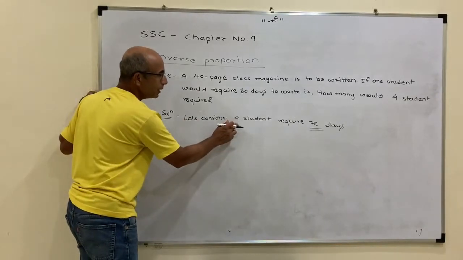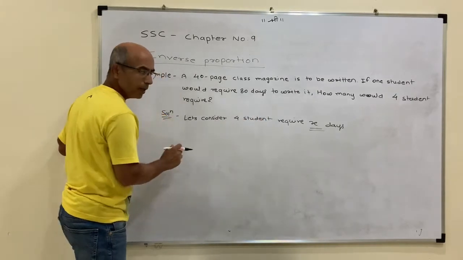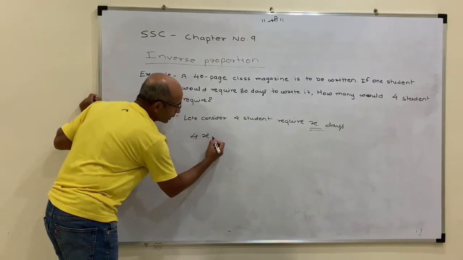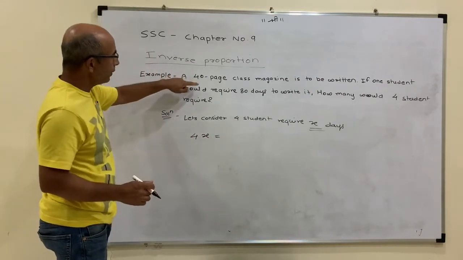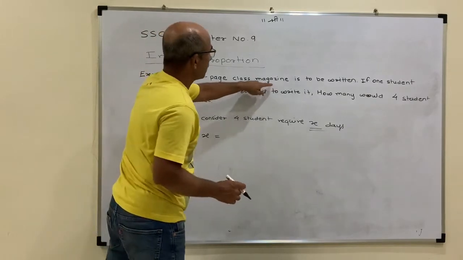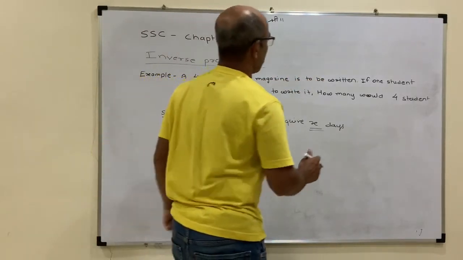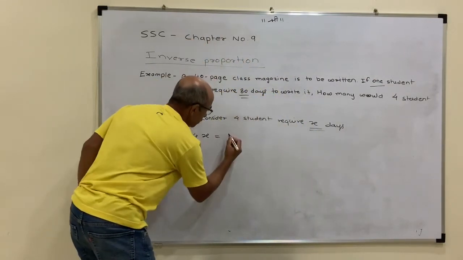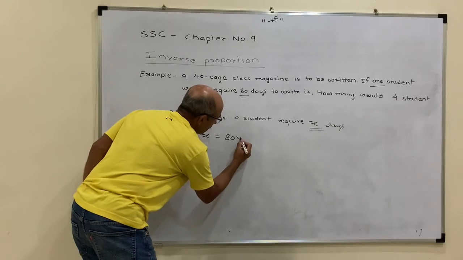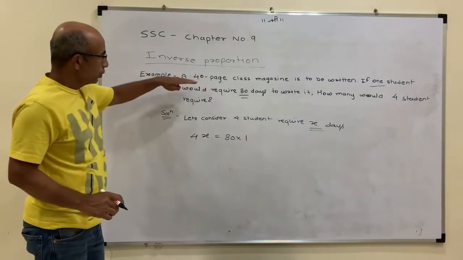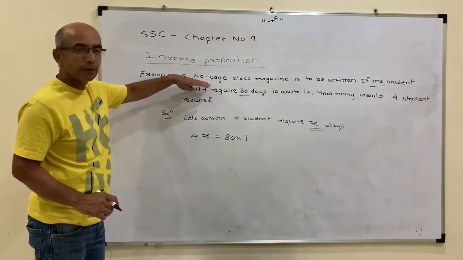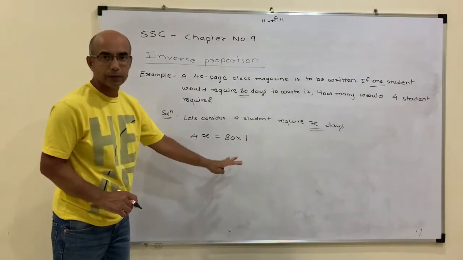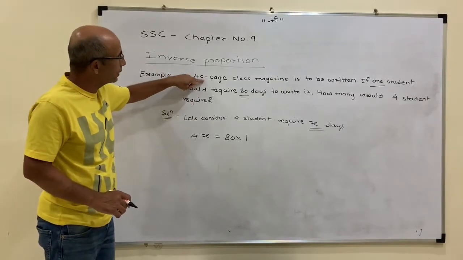So 4 students will complete writing of this magazine in x days. So I write 4 into x, and for the 140-page magazine, if one student would require, how many? One student will require 80 days. So 80 into 1. Don't bother about this 140, because it is the size of the job to be done. This has nothing to do with the equation.